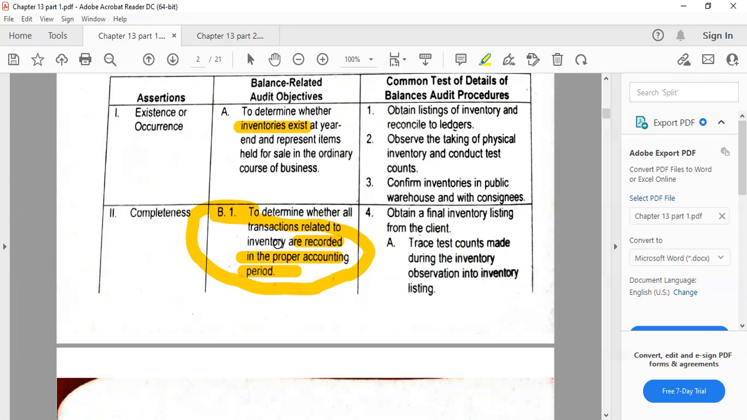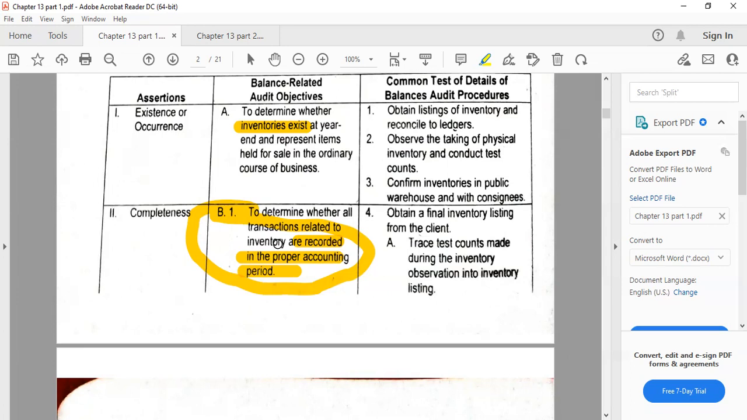So let's say your year end is December 31, the last week of December is very critical, and then the first week of January. So for example, if we purchased several units from our suppliers, let's say December 30, and it was shipped on December 31, we received it on January 1.